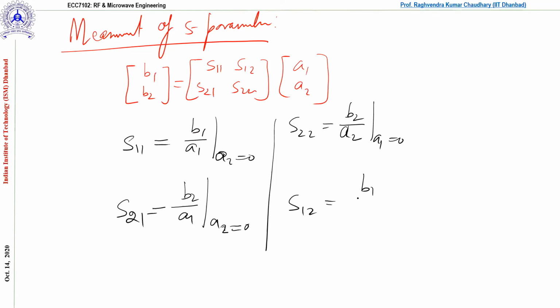S12 is equal to B1 over B2, with A1 equal to 0. Now it is quite simple actually. If we see this mathematically, making A2 equal to 0 or A1 equal to 0, we can find out the things. But it is quite challenging at microwave frequency.